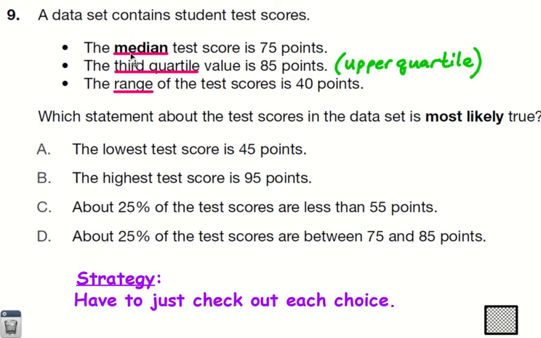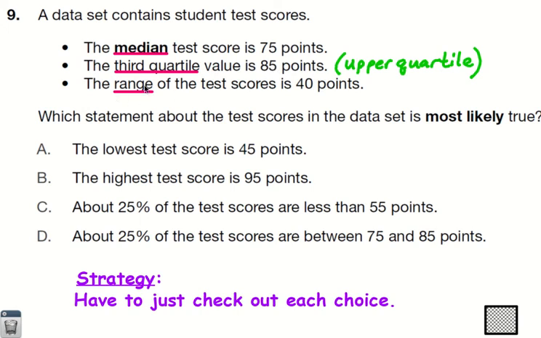Let's look at it this way. Let me give you this spin on this, okay? This bullet point, the median test score is 75. All that really means is that 50% of the students or so scored below 75, but also 50% of the students scored above. So about or exactly half of the students scored below 75 and about half scored above. Since this is the upper median, then about or exactly 25% scored above 85 points.